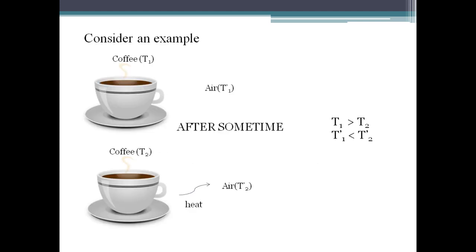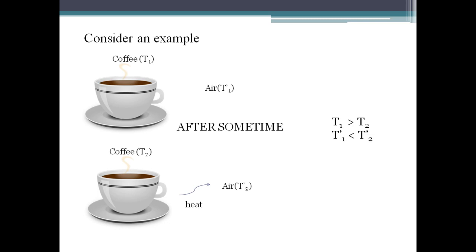Consider an example. A hot coffee is placed in the atmospheric air. The temperature of the coffee is T1 and the temperature of the air is T2. Let the coffee temperature be higher than the air temperature. After some time, we can observe that the coffee temperature will be somewhat lower and the air temperature will be somewhat higher when compared with the initial stages.